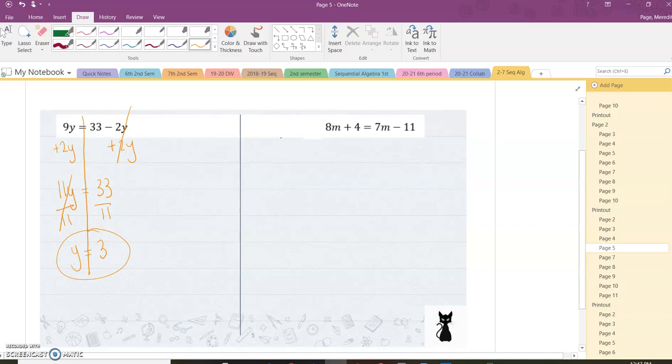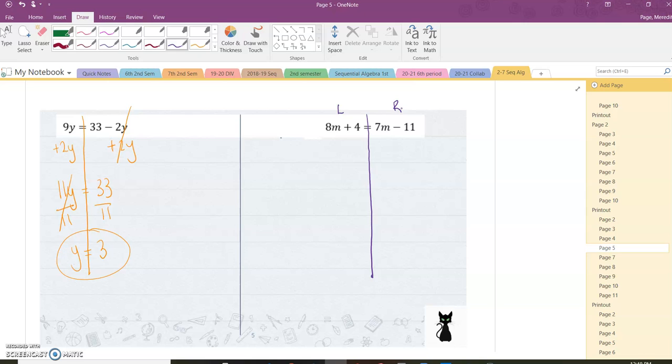Okay, moving on to the next example. First things first, draw a line down the equal sign. Now remember, an equation consists of a left side and a right side. So I have 8m plus 4 equals 7m minus 11. My goal is to get m by itself. So I like moving my variables to the left-hand side. So I'm going to move that 7m over to the left side.